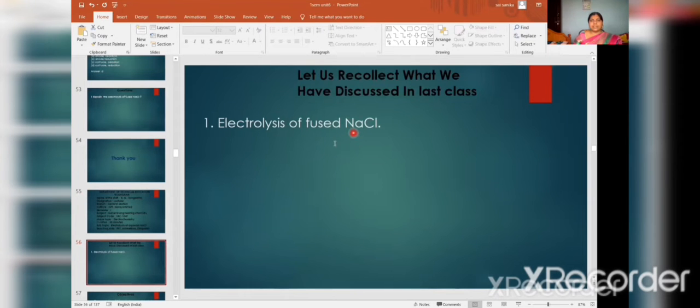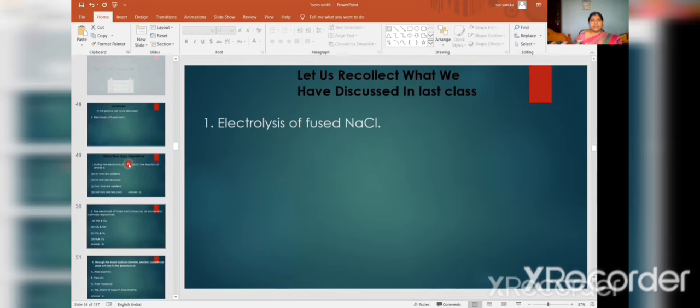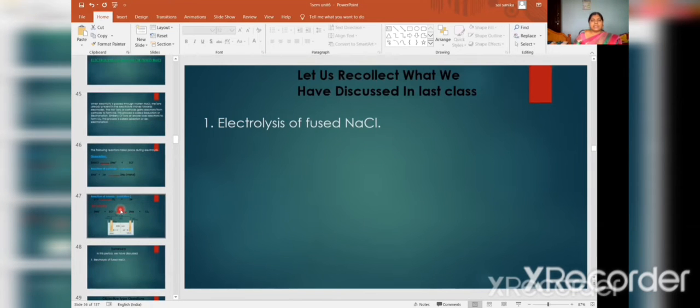Let us recollect what we have discussed in the last class. We discussed electrolysis of fused NaCl. What are the products formed during electrolysis of fused NaCl? Once again, I will revise it. Today's topic is electrolysis of aqueous NaCl, so to differentiate between these two, I will discuss electrolysis of fused NaCl once again.